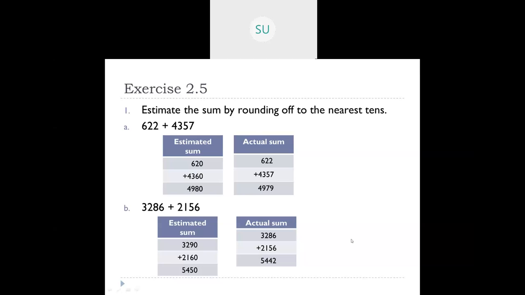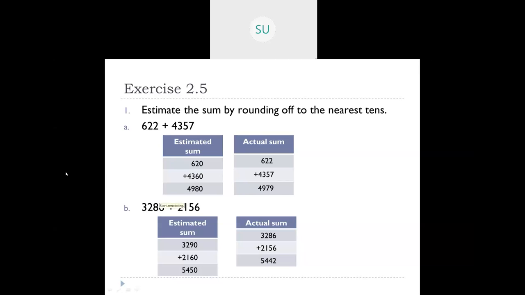3286 plus 2156. So, 3286, first we'll round it off to the nearest tens. So, when you do that, now we'll look at the ones place. The ones place here is 6, right? The ones place over here is 6.